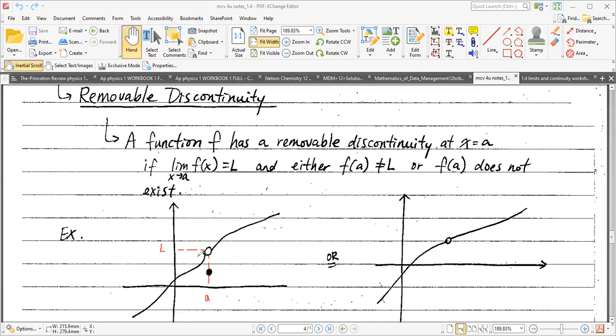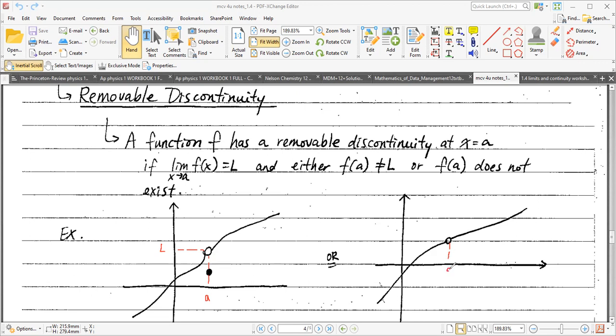The limit from right and left are the same and is equal to L. Therefore, the limit of f(x) as x goes to a is equal to L and exists. But the value of my function, this filled point here, is not the same as L. That's why when the limit and the value of the function are not the same, we have a point discontinuity or removable discontinuity.